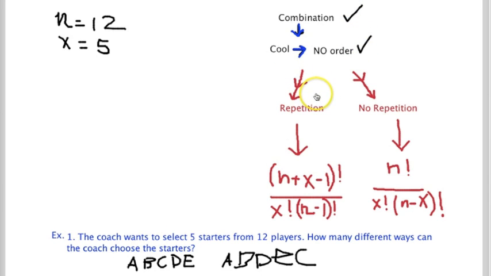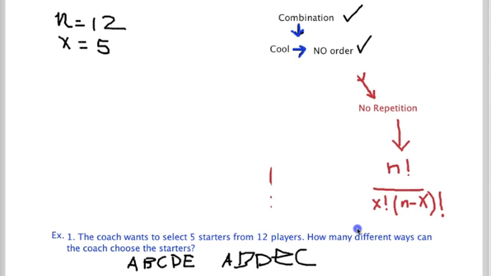Now the next thing we need to go down and ask ourselves is, can we repeat the number of players? So for example, if Pete is on the team, you can't have Pete start 2 positions, right? So no, you cannot repeat. So there's no repetition in this one, right? So clearly we can get rid of this branch altogether. So there's no confusion. If we got rid of that, the only thing we have left now is this formula right here.